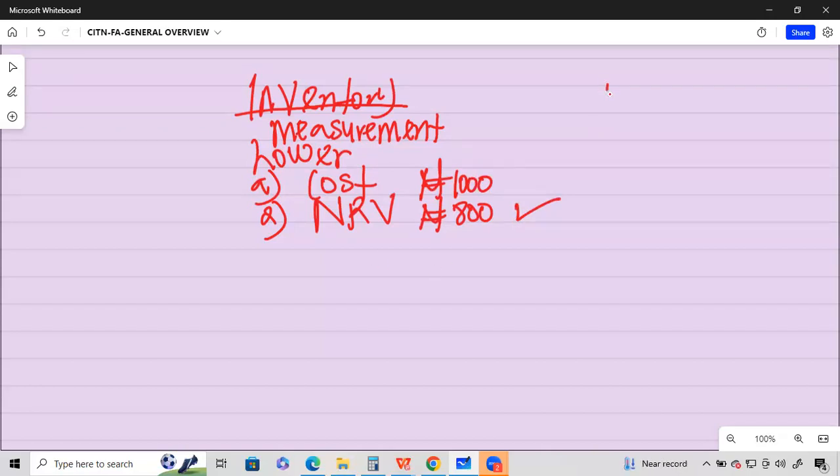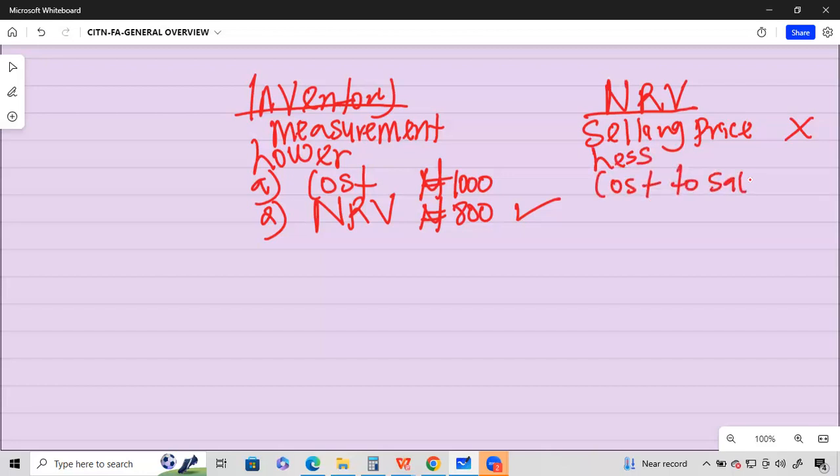And what is NRV? NRV is simply the selling price less the cost to sell. NRV means net realizable value. So if the NRV of your inventory is 800, but the total cost of producing this particular inventory is 1,000, based on the requirement of IAS 2, we are going to measure this inventory using NRV. Meaning we are going to recognize 800 in our financial statement for this inventory.